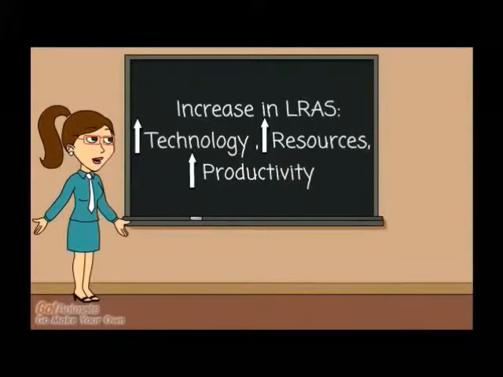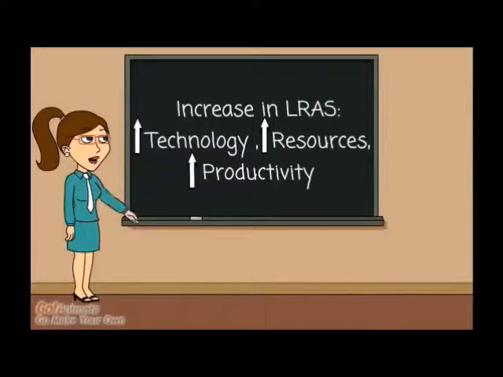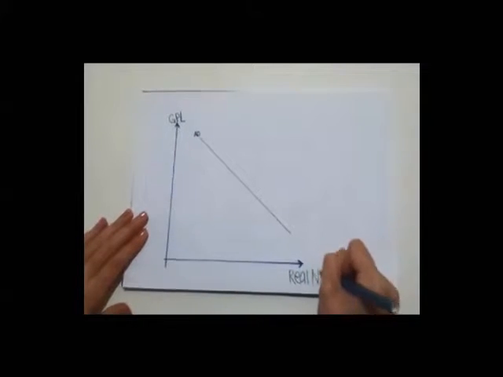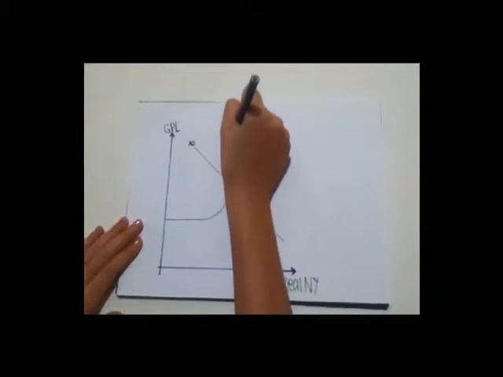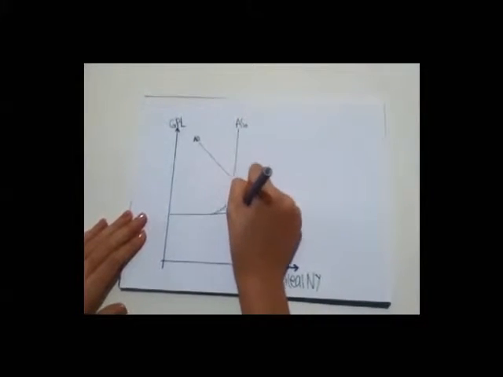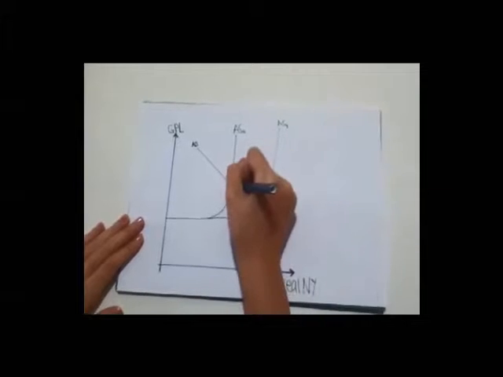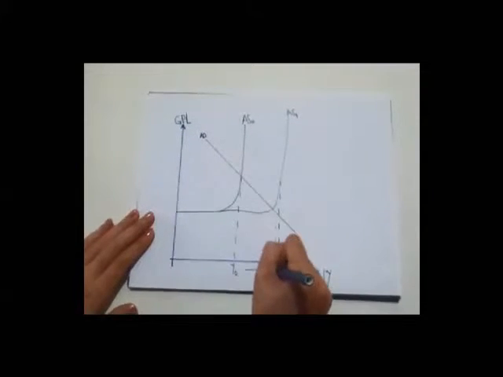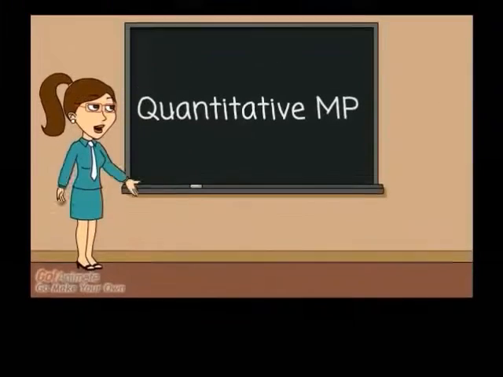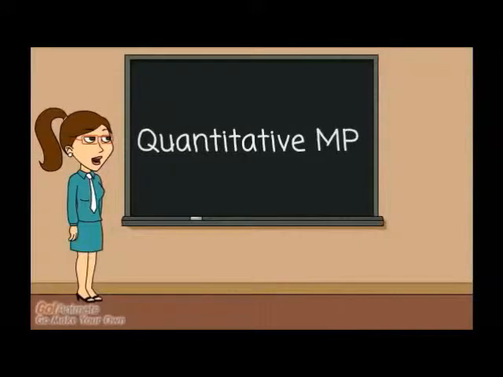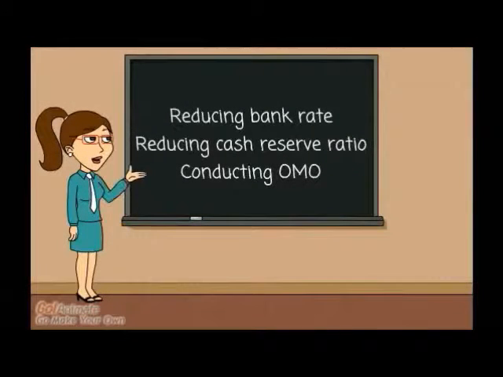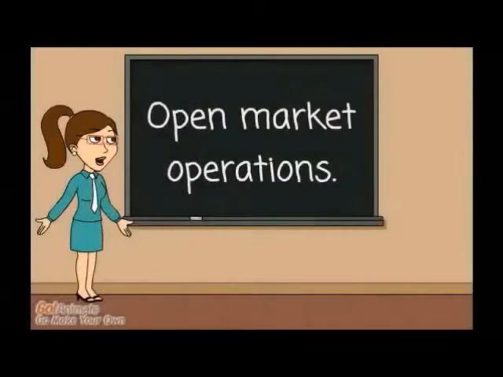Moving on, if productive capacity was to increase, AS increases, and the AS curve shifts to the right. Therefore, for Y to increase, quantitative MP, to increase money supply, can be implemented. The central bank can go about raising money supply by reducing bank rate, reducing cash reserve ratio, or conducting open market sales of bonds. We will now examine OMO in detail.